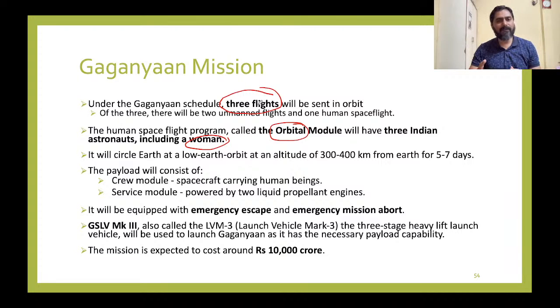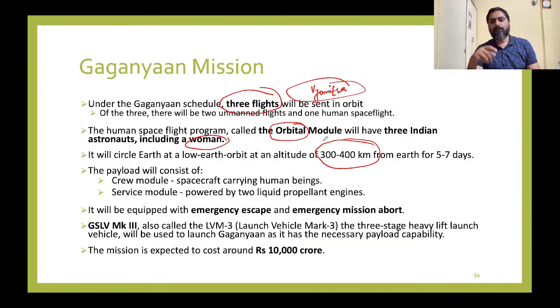The first flight will be a trial flight. The second flight will be sending a robot, named Vyomitra, and then the third flight will actually be sending the astronauts. Among the 3 astronauts, one will be a woman. It will be sent to low Earth orbit at an altitude of around 300 to 400 kilometers, and they will remain there for 5 to 7 days. So this is the Gaganyaan mission.